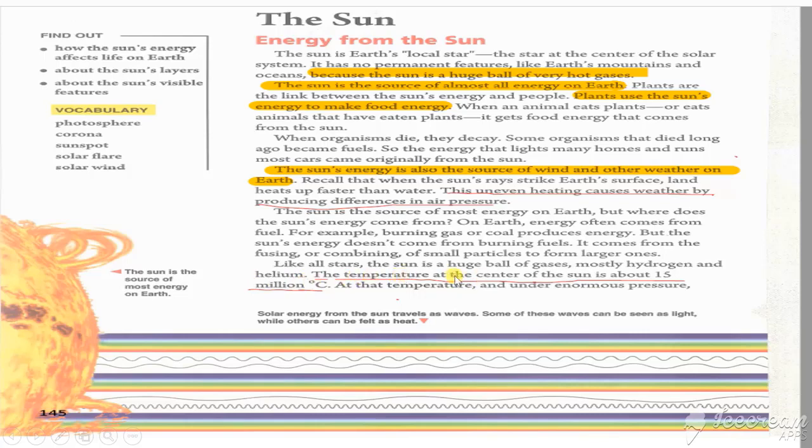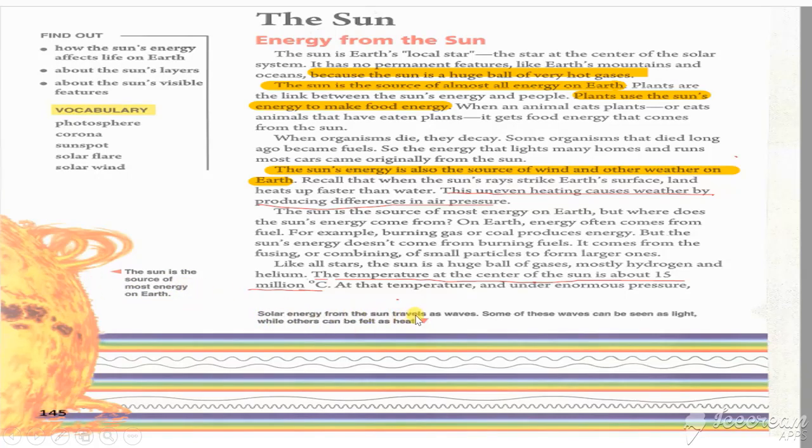The temperature at the center of the sun is about 15 million degrees Celsius, under enormous pressure. The sun is the source of most energy on Earth.